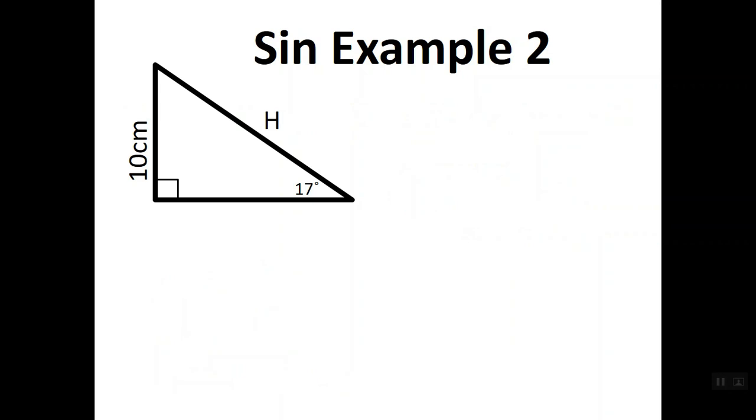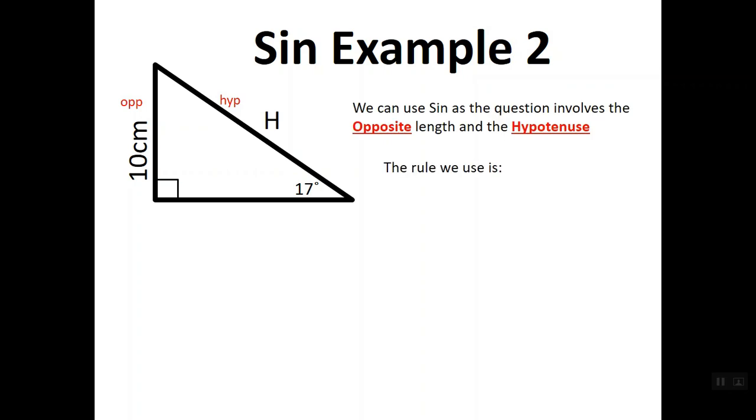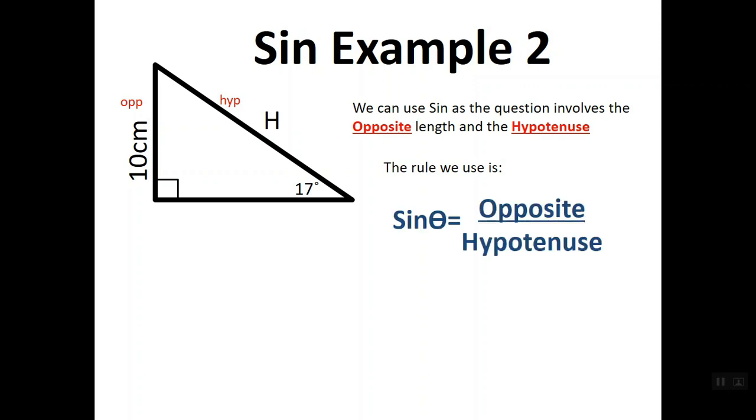So again, my first step is to label my sides. Opposite, that's my 10 centimeters there. HYP, hypotenuse, a label. So I'm still dealing with sine. My next step now, guys, is to write my rule. And again, it's good practice to keep writing it, that way you'll remember it. So sine theta is equal to opposite over hypotenuse. My next step now, guys, is to substitute all I know. And what I mean is to replace all I know.